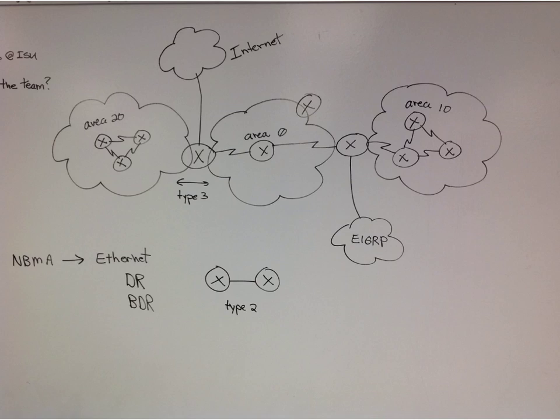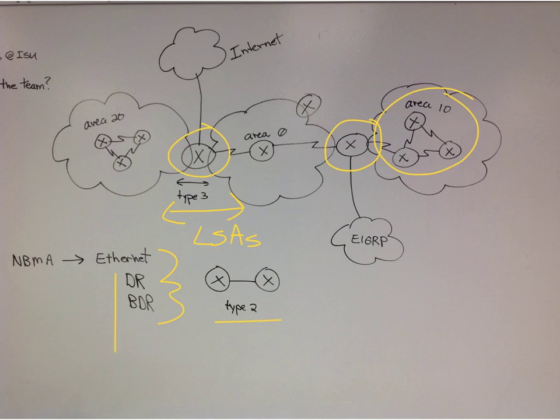So we did review, area border routers. We got routers inside an area. We talked about type 3 LSAs, moving between. We talked about type 2 LSAs when dealing with an Ethernet or a non-broadcast multi-access network like an Ethernet connection.